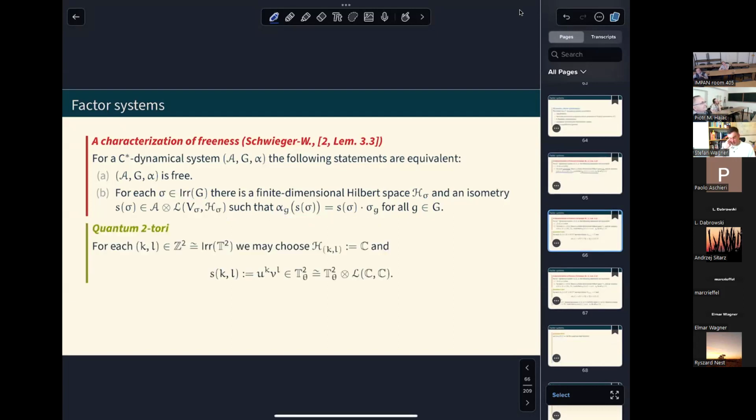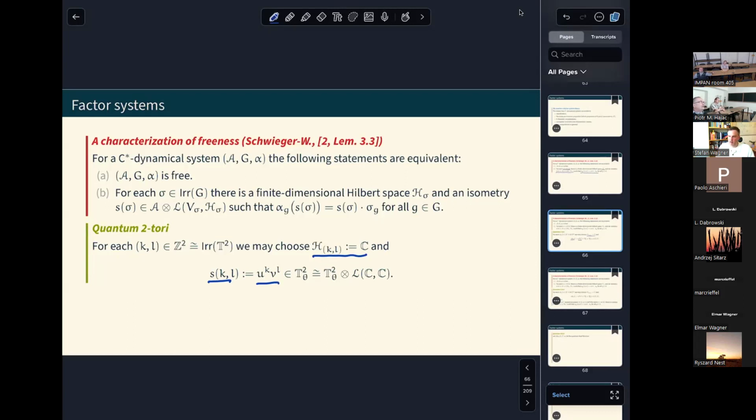How does it look in the quantum two-torus case? Here, again, the irreducible representations are parametrized by Z^2, and here you may choose these Hilbert spaces to be one-dimensional. And then, what is your isometry? It's just the product of the generators, so u to the power k and v to the power l. And you see that this equivariance property is easily satisfied, because if you apply the action, this is just multiplication by the corresponding character.